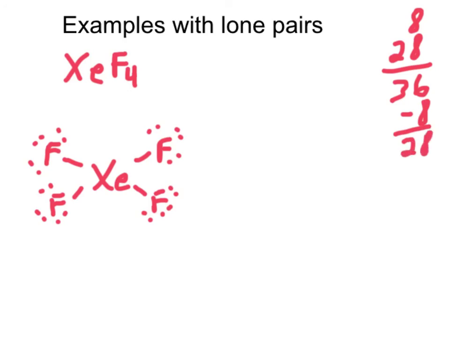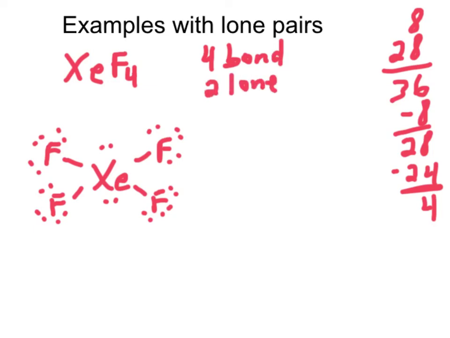28 electrons left. You can see that I have 4 fluorines, each needing 6 more electrons. So there goes another 24 electrons. And then there are 4 remaining. Xenon already has an octet, but the electrons have to go somewhere, so I put them in the diagram. That'll give us 4 bonding areas, 2 lone pairs, and a total of 6 electron areas.